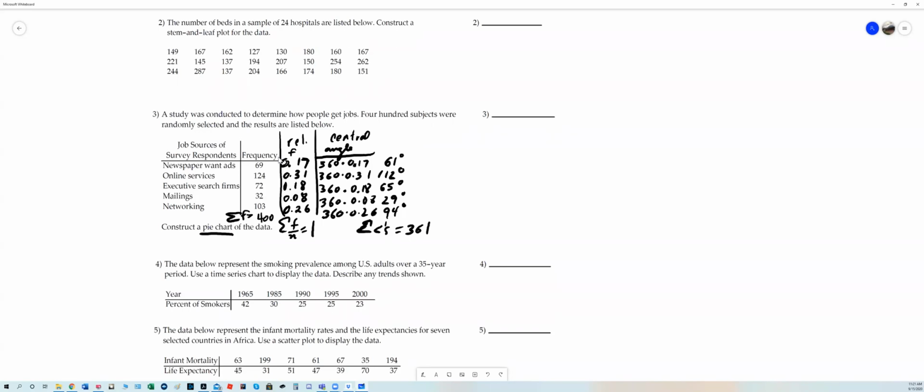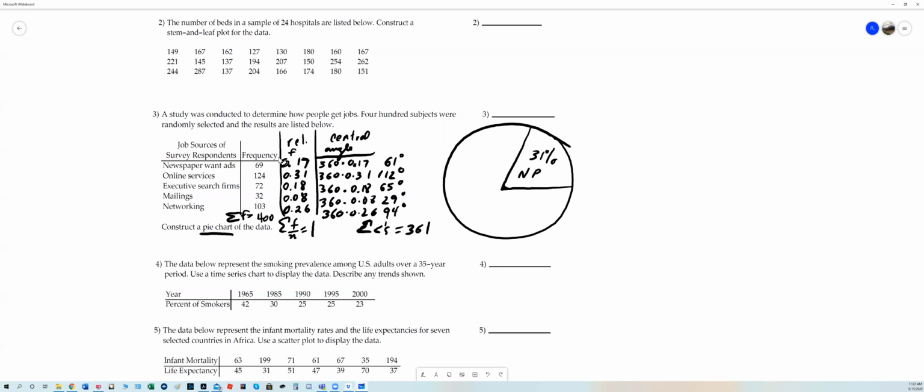Now, if you had a compass, you would make your circle. You would go ahead and go like this. Then you go for newspaper ads or whatever that is. It says 61 degrees. So, I think roughly like that, probably a little bit more. Didn't you miss the 1.18? What's 1.18? It's 0.18. Oh, yeah, I can see 0.18. So 61 degrees is around here. And then you would write here 17%, and you would put it as newspaper. Then online services.